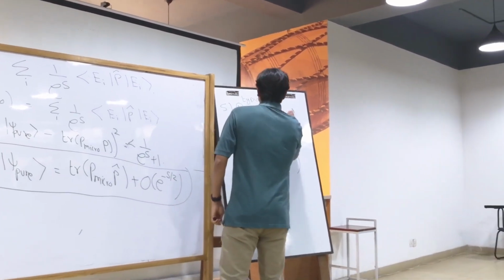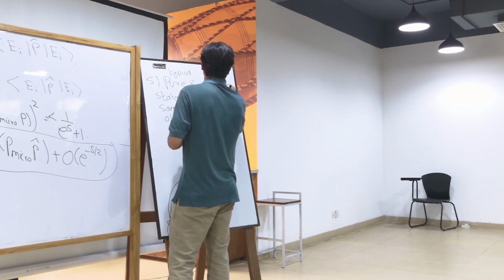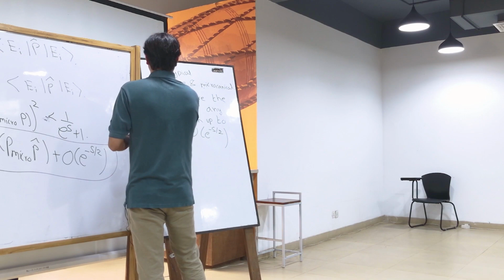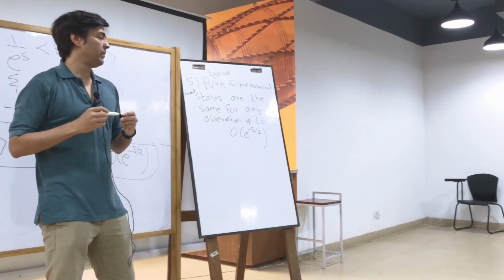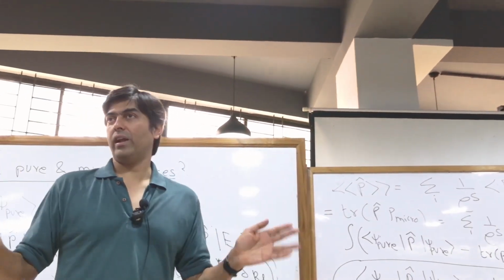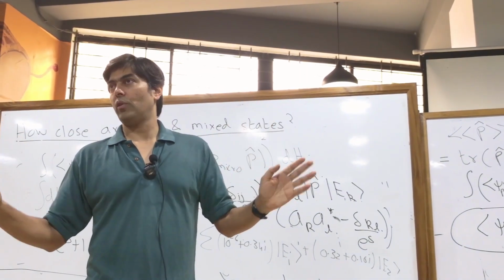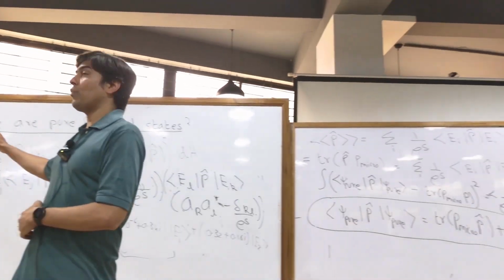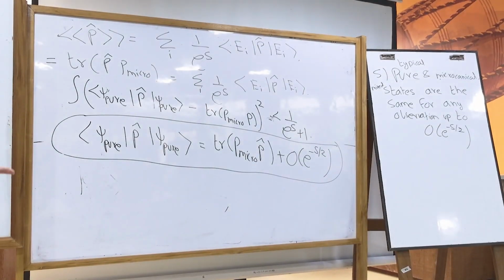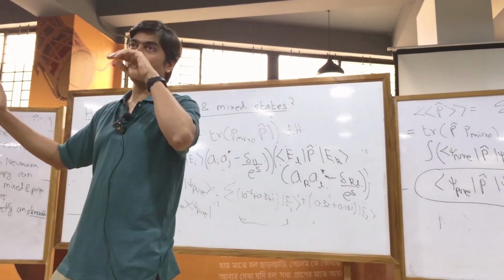Maybe I can write it better. Typical pure and microcanonical mixed states are the same for any observation up to order e to the minus S by 2. And it's a physical result. It's telling us that you look at this system, you can't really make out from some simple observation whether it's mixed or pure. And this is not true for the simple 1-qubit system we started with at the beginning, because for that, S is just log 2. So you don't have a lot of degrees of freedom for that. Whereas when you have a lot of degrees of freedom, then this is not true.